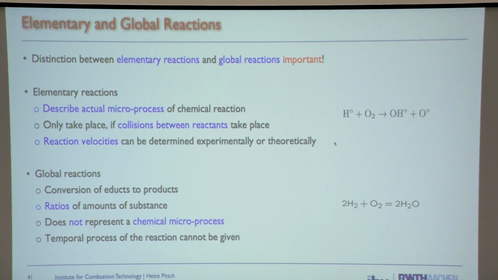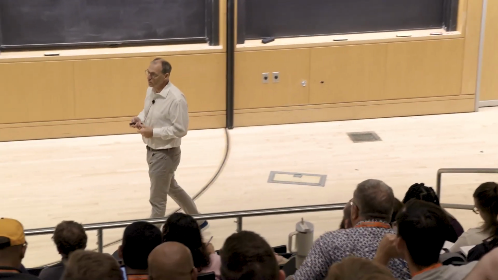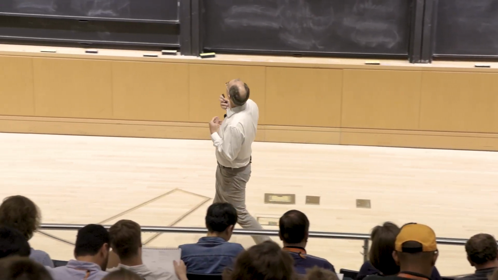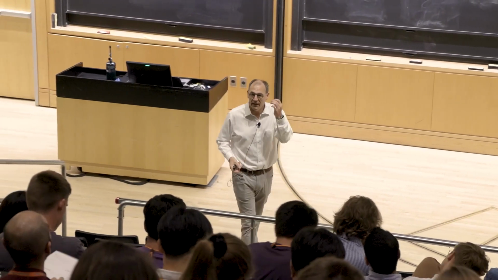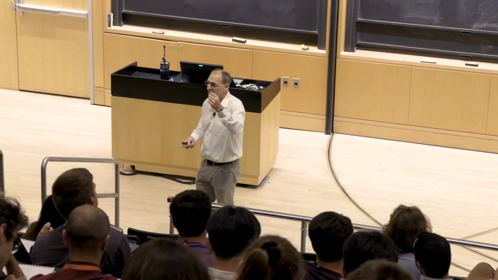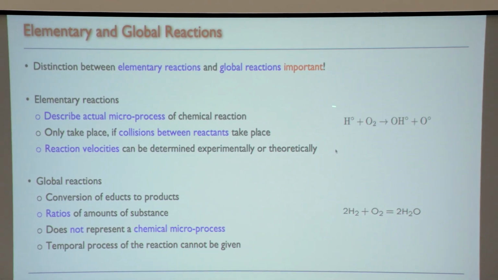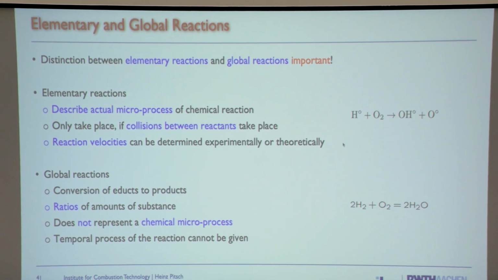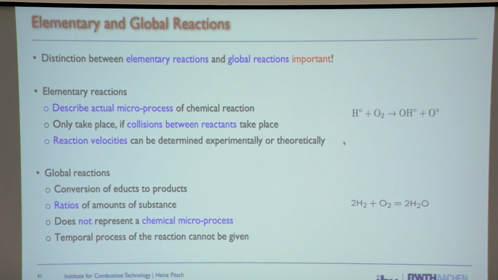Then let's talk about chemistry for a second. Here I just want to introduce the difference between an elementary reaction and a global reaction. Elementary reactions are reactions that really happen like this on the molecular scale. When it says H plus O2 goes to OH plus O, it means there's an H radical flying around, there's an O2 molecule, they bump into each other, and they fly away as OH and O. That happens, you can look at it, it happens like this.